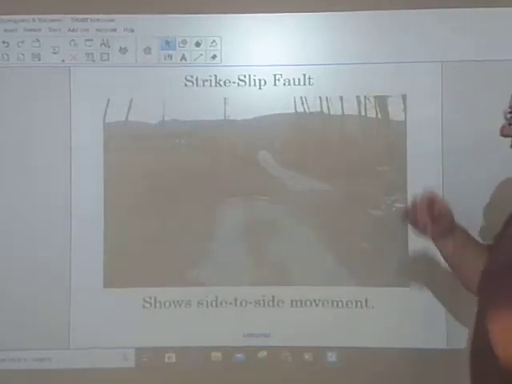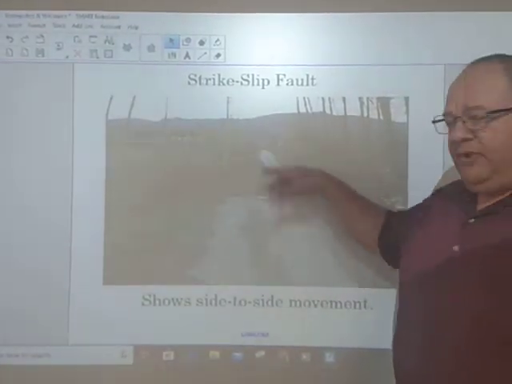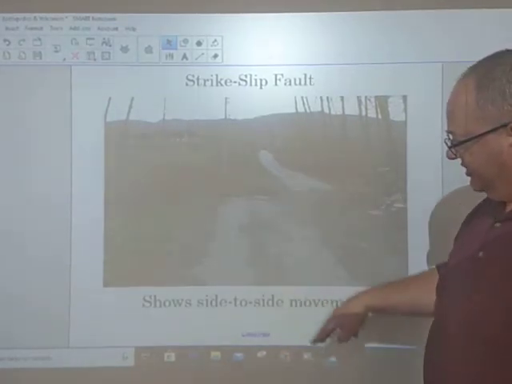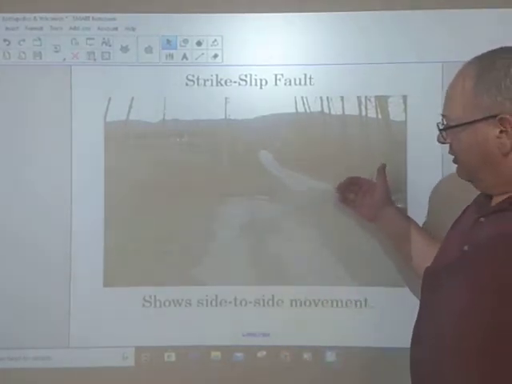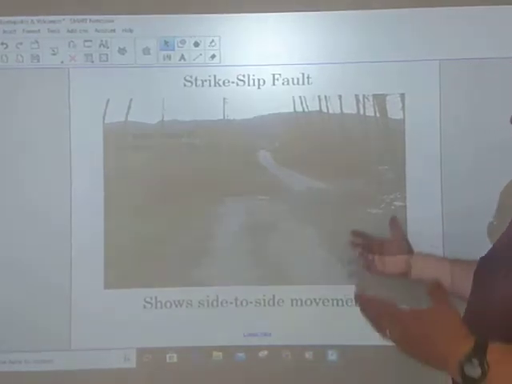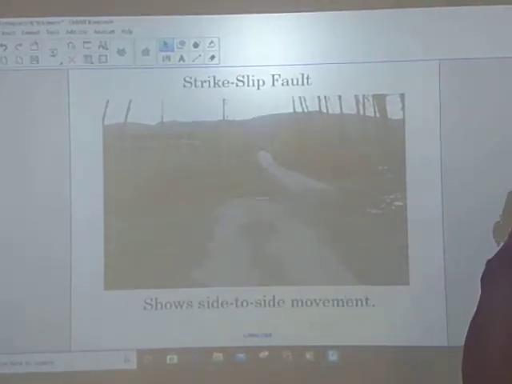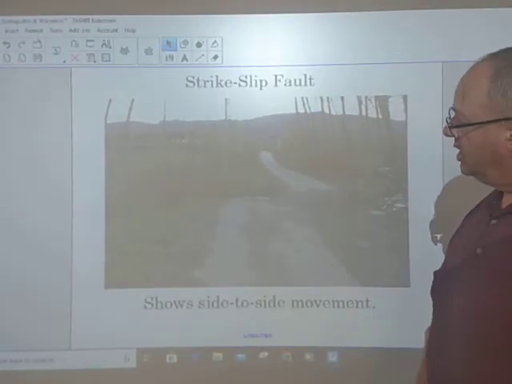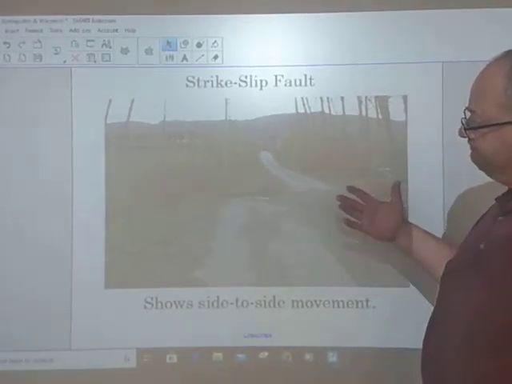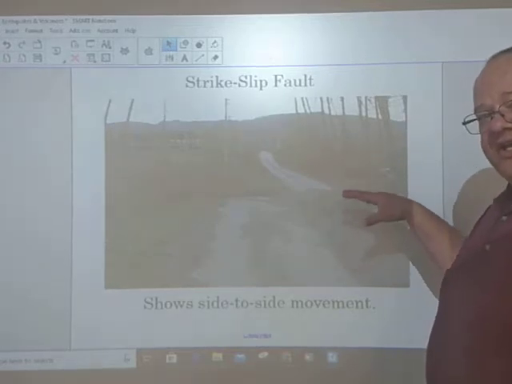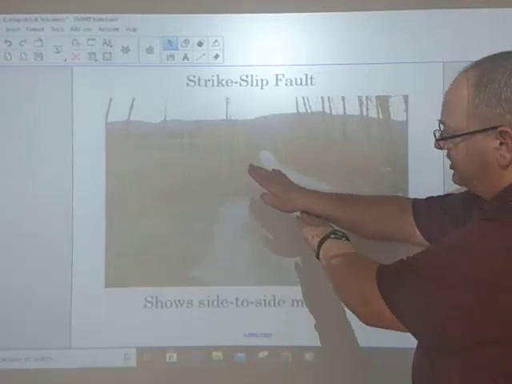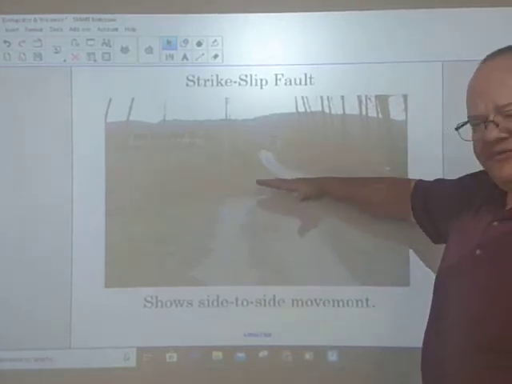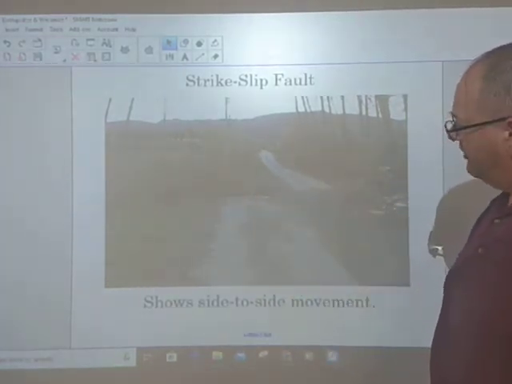A couple of pictures here. I don't think they built the road originally this way. Okay? So you see a road, and now you see a road. And the road has gotten moved over based on the size of the picture. I'd say it's moved over about 8 feet, a couple of meters. That looks like evidence of a strike-slip fault. The motion seems to have been sideways, not a lot of vertical. Yeah, there's a little bit of change in elevation there, but not much.